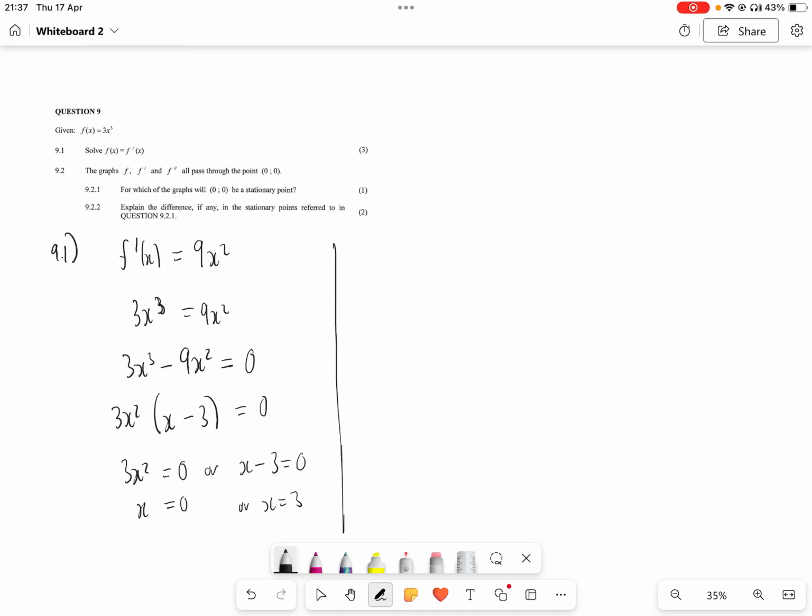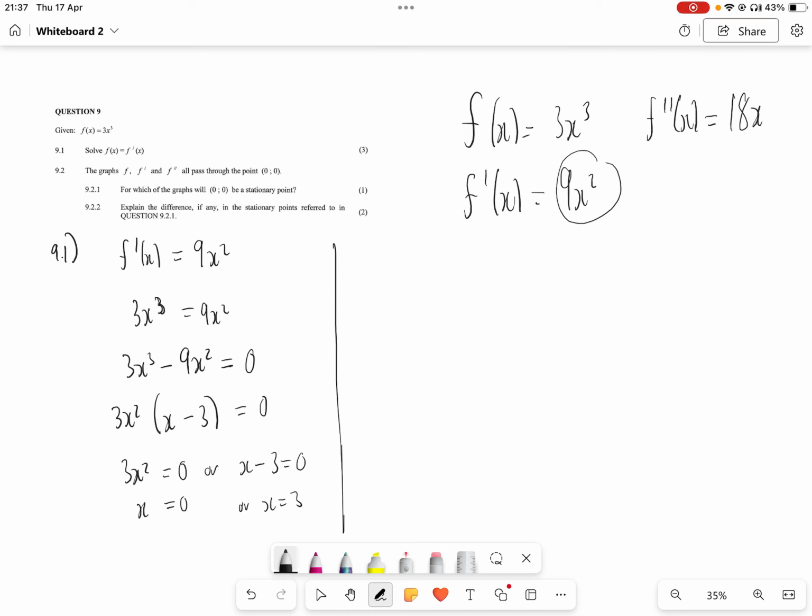we continue. So we are given the graphs of f. So f of x is 3x to the power of 3. f prime of x is 9x squared. And f double prime of x is just going to be the derivative of this, which is 18x.